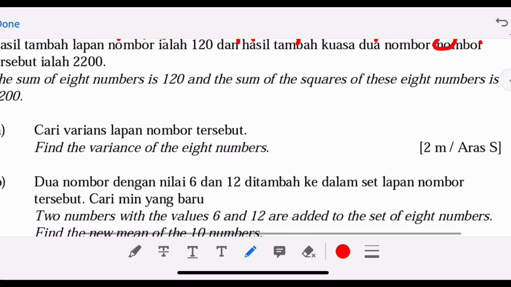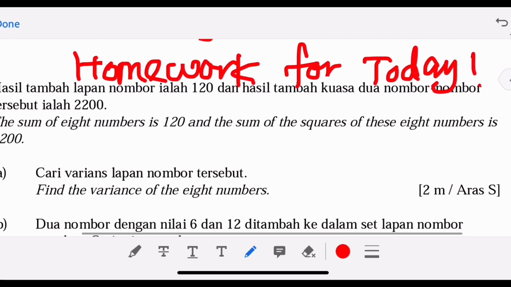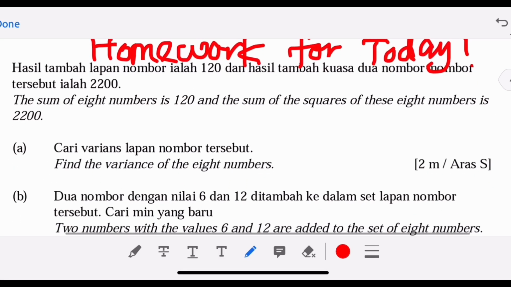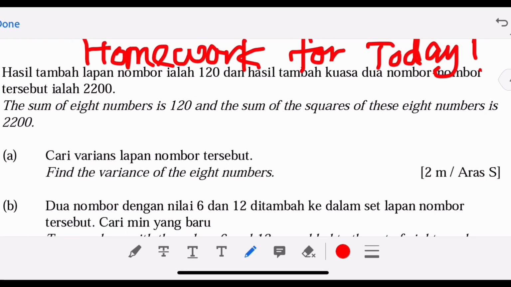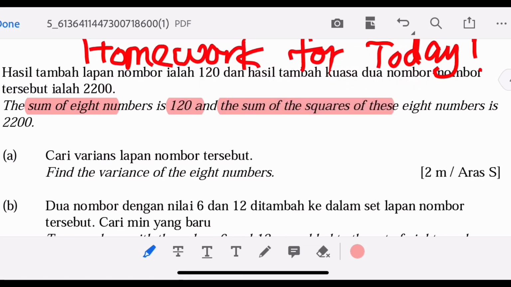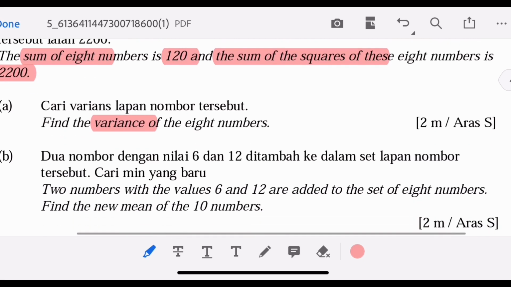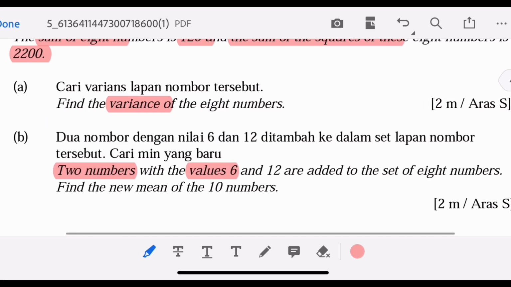So first of all, you're given the sum of 8 numbers is 120 and sum of squares of these 8 numbers is 2200. So find the variance of the 8 numbers. So the most important keywords are sum of 8 numbers is 120 and sum of the squares of these numbers is 2200. And you're asked to find the variance.